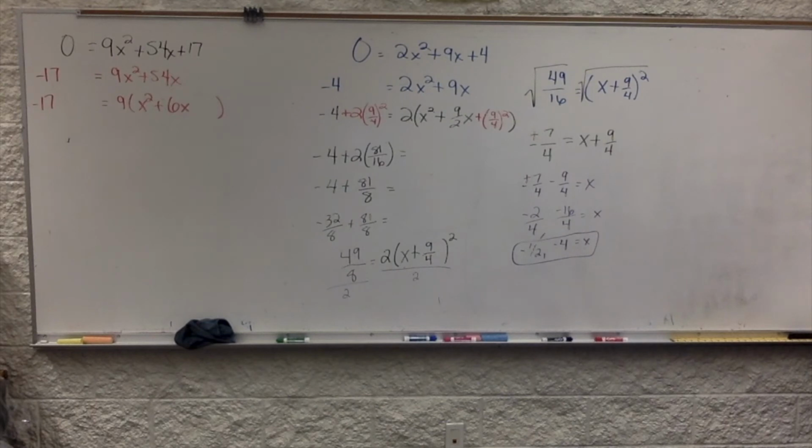Then you add half of 6 squared. So you're going to add 3 squared. And then on the left side, you have to add 9 times 3 squared. Simplify the left side and you factor the right side. Divide both sides by 9, and then do the square root of both sides.